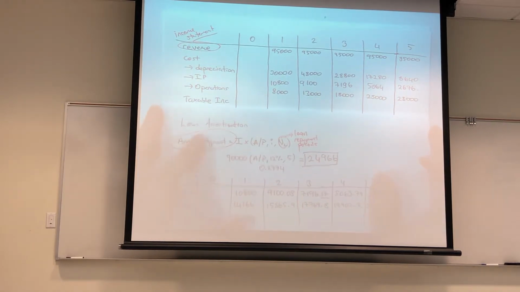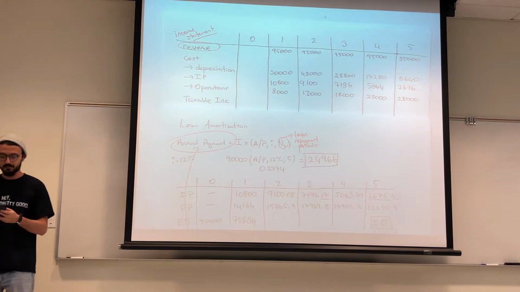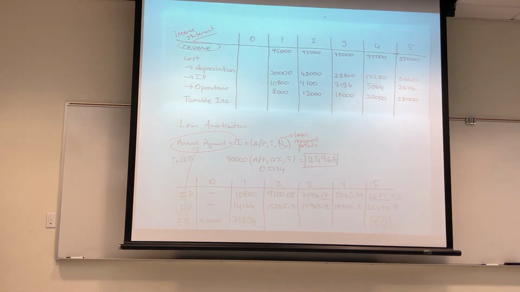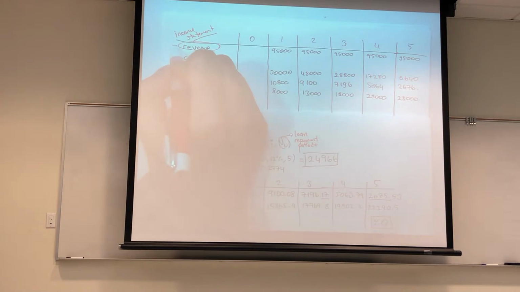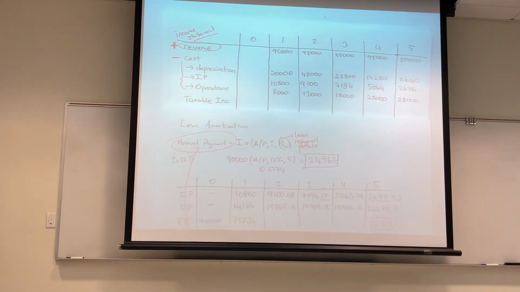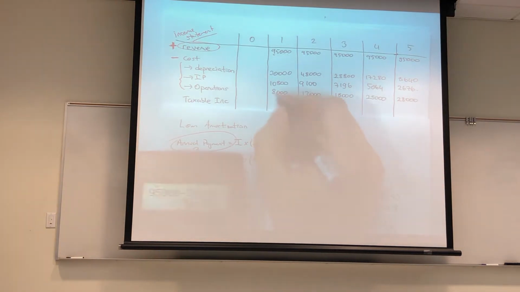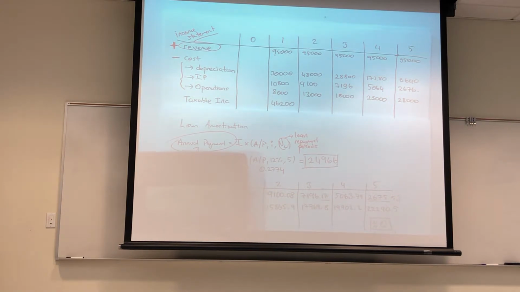So now this is the part where we do the first calculations, not counting the depreciation and the loan amortization. So the taxable income will be equal to the revenue, which is a big plus. We like revenue, and we hate cost. Right? So for year one, $95,000 minus $30,000 minus 10,800 minus 8,000. So our taxable income will be 46,200.